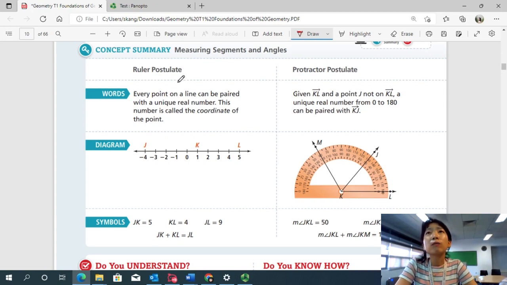But basically, the ruler postulate says that every point on a line can be paired with a unique real number. So you can use this to find distances between the coordinates. The protractor postulate also says that given 2 rays that are not on the same line, or not opposite rays, they have a unique real number assigned from 0 to 180. Okay? So remember these postulates, and if you have any more questions, please feel free to ask Ms. King in class.